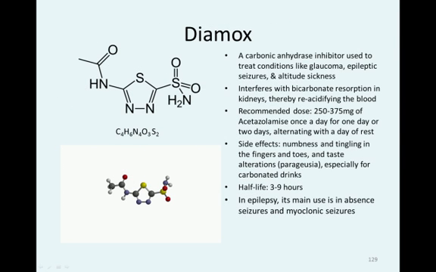Diamox, a carbonic anhydrase inhibitor used to treat conditions like glaucoma, epileptic seizures, and altitude sickness. It interferes with bicarbonate resorption in the kidneys, thereby reacidifying the blood.